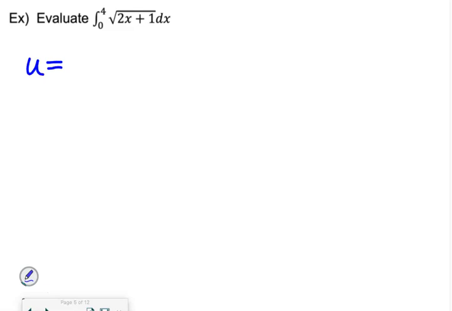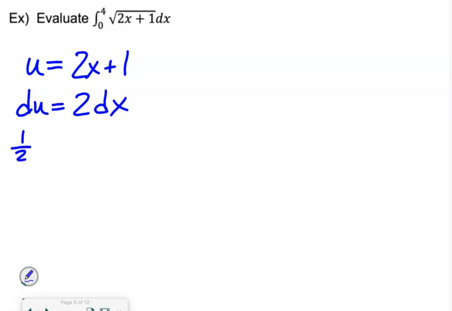What's your U? 2x plus 1. Oh, okay. Okay. All right. So our du is 2dx. I don't have any 2's that are out front, so I'm going to divide that 2 out.